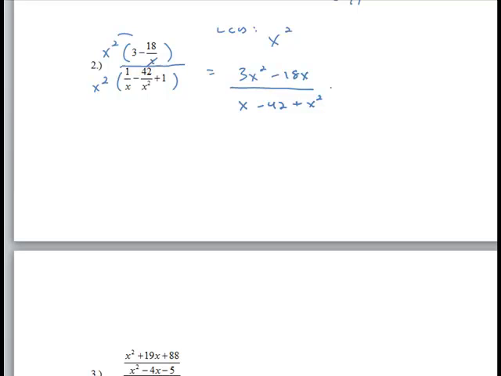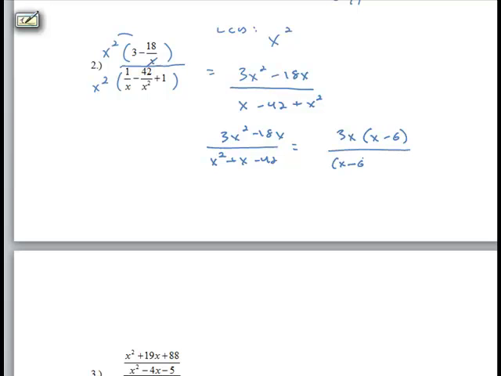So at this point, we no longer have a complex fraction, but we still need to simplify. It may help us to put that denominator in standard form, or we need to in order to factor it. So the numerator, factor out a 3x, we're left with 3x times x minus 6. The denominator factors into x minus 6 times x plus 7. So the x minus 6's cancel out, leaving us 3x over x plus 7.